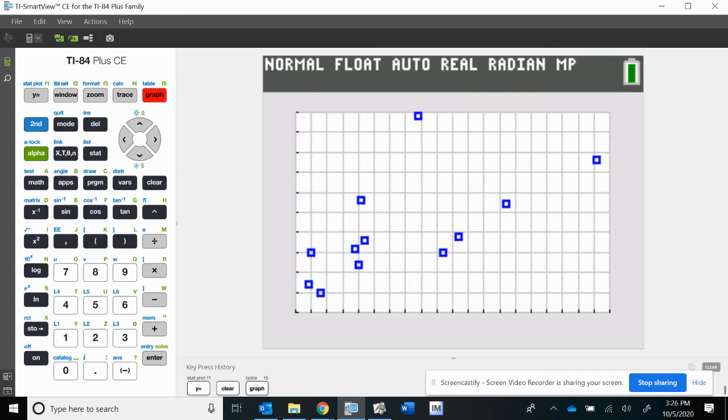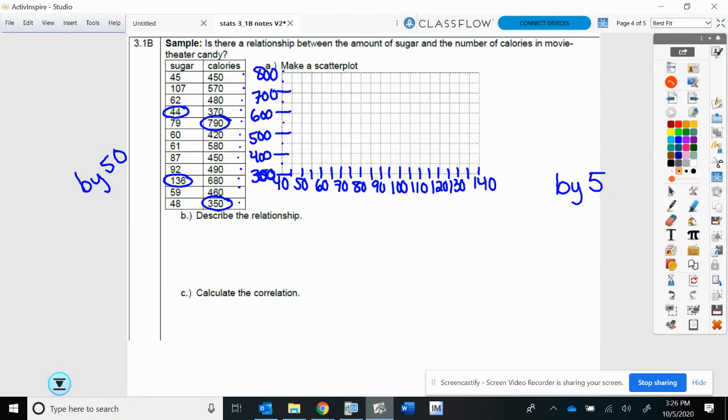And we would just go ahead and graph those dots. So I can be all like, okay, my first dots are like here and here. So here, I'm going to go ahead and go here and here. And just start putting those dots in the right spot. So then we could go ahead and describe the relationship.